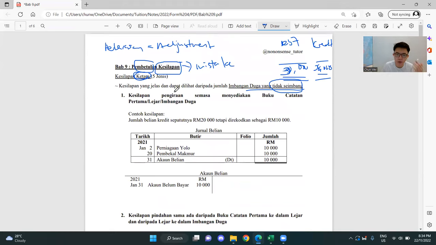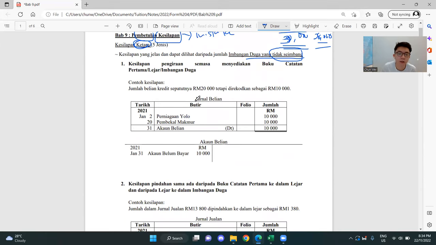But of course, we still have to know what is the kesilapan ketara. So I'll go through with you one by one. But since the ketara is not so important, I will just quickly brush through it. Look at number one. This is called kesilapan pengiraan semasa menyediakan buku catatan pertama atau ledger or imbangan duga, so it can be either buku catatan pertama or ledger or imbangan duga.